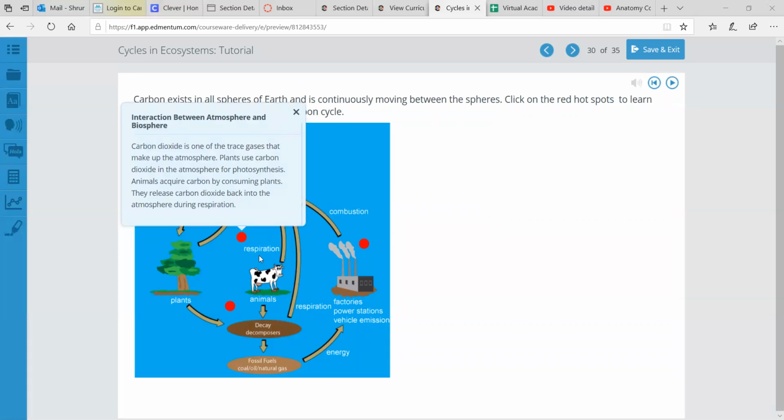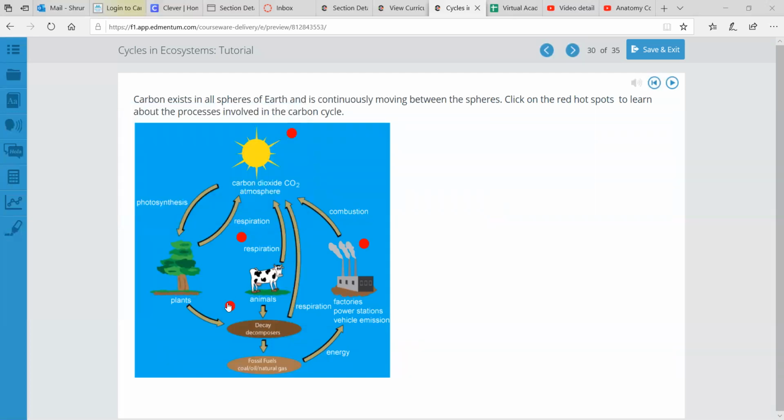Interaction between atmosphere and biosphere. CO2 is one of the trace gases that make up the atmosphere. Plants use this CO2 in the atmosphere for photosynthesis. Animals acquire this carbon by eating the plants, and then they release CO2 back into the atmosphere when they respirate or breathe.